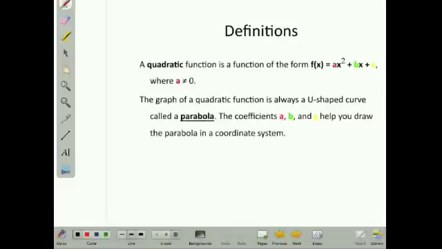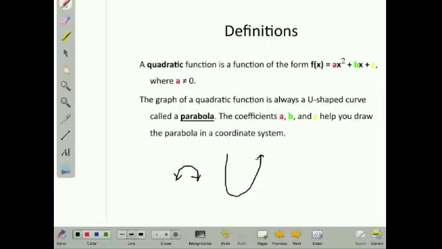So a quadratic function is a function of the form f(x) equals ax squared plus bx plus c, and a cannot be equal to 0. A graph of a parabola is U-shaped. It will either open down or it'll open up. And once again, it's a graph that runs forever.